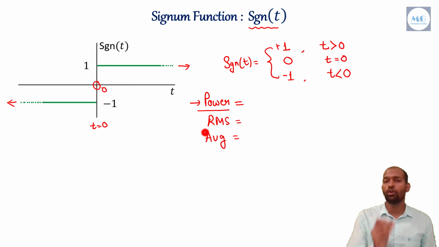As I have already told you in my previous lecture, the power of this signal sgn(t) is 1. And what will be the RMS value? Root of power, that is root 1, which is equal to 1. And the average of this signal becomes 0, as it is -1 for t less than 0 and +1 for t greater than 0. It will become 0. So its average value is 0.